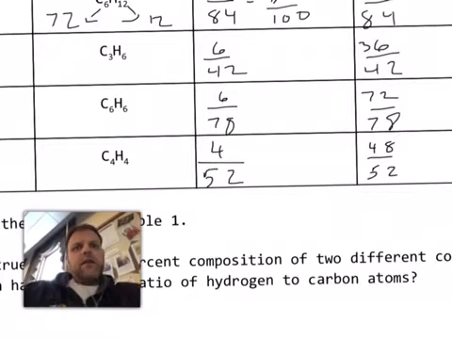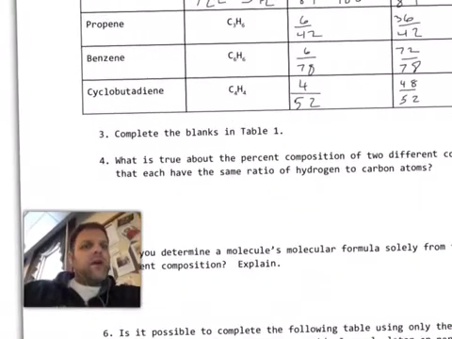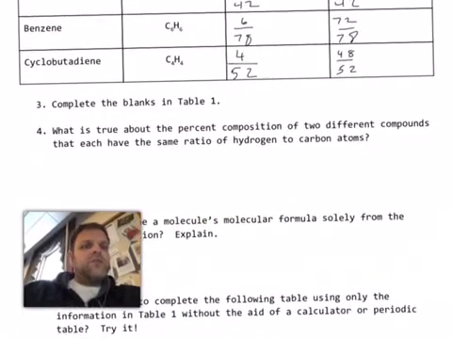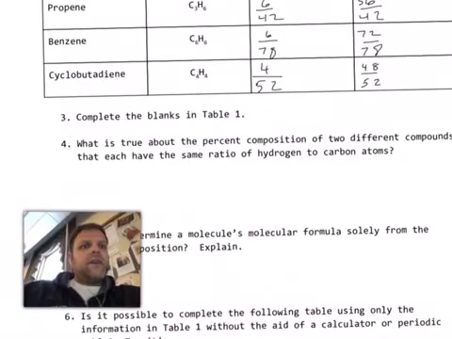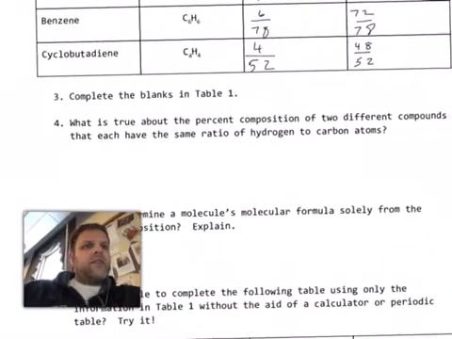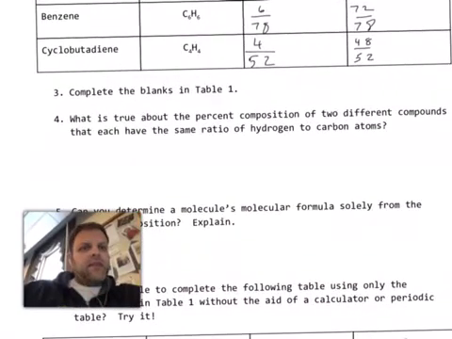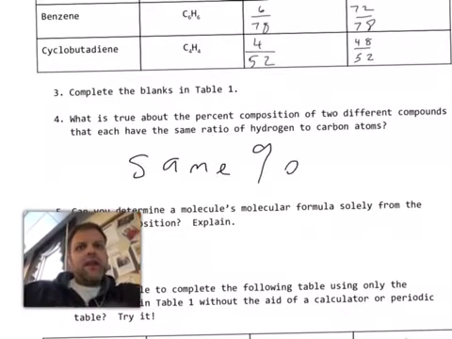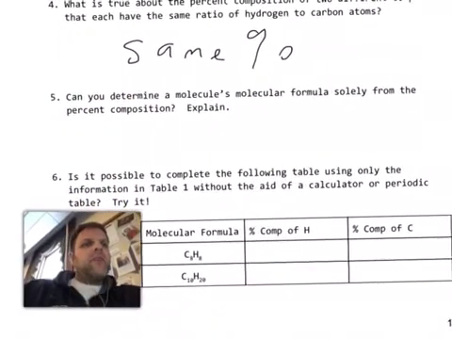Okay, let's go ahead and take a look. So what is true about the percent composition of 2 different compounds that each have the same ratio of hydrogen to carbon atoms? And that should be that they are the same percentage, is what you should have gotten. Can you determine the molecule's molecular formula based solely on percent composition? And you should say no.